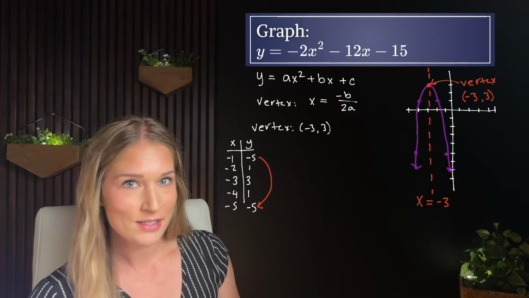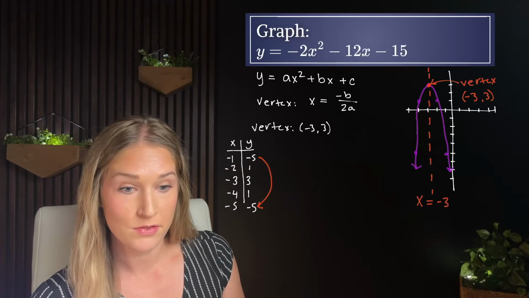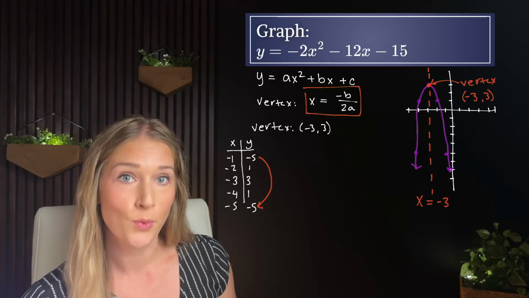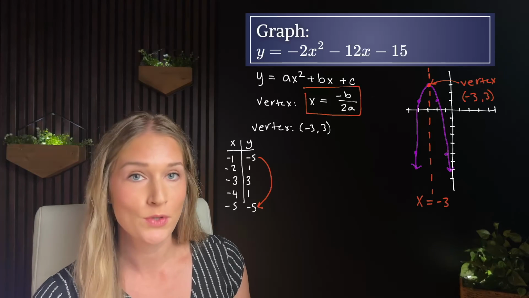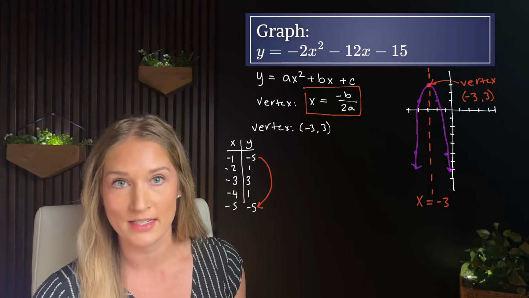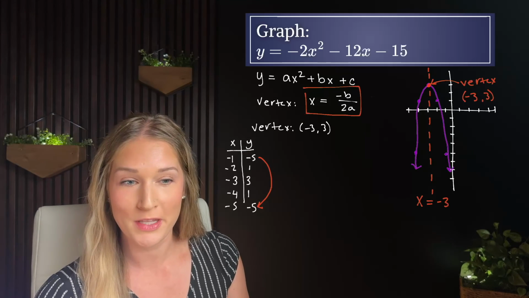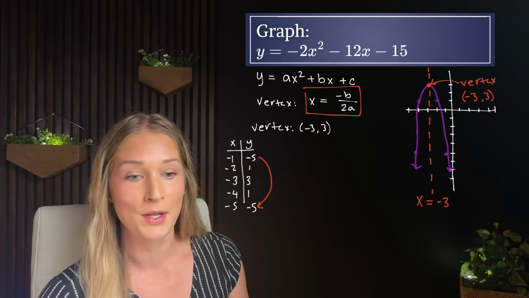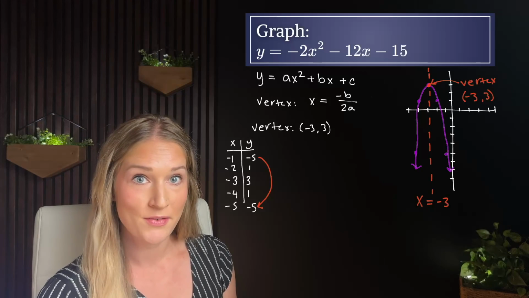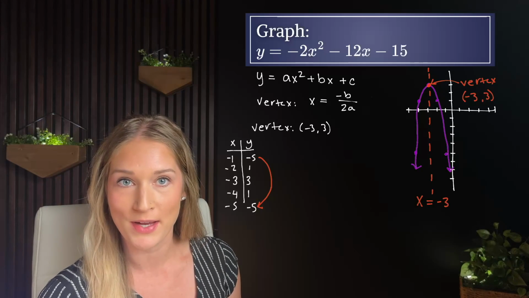So really, when I started this whole thing, I found my x value by using this formula. Well, that's the formula for your axis of symmetry. You know your vertex is on that line, so we use that formula, and then we plug it in to get the y value. So this formula really gives us the axis of symmetry, but it's also the x value of your vertex. And that is one of a couple options of graphing a quadratic in standard form.